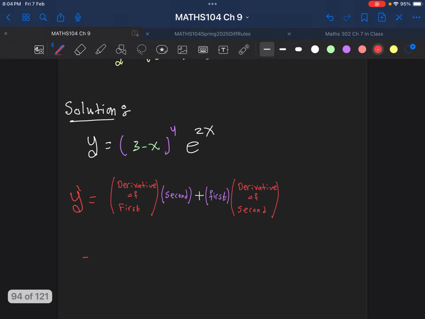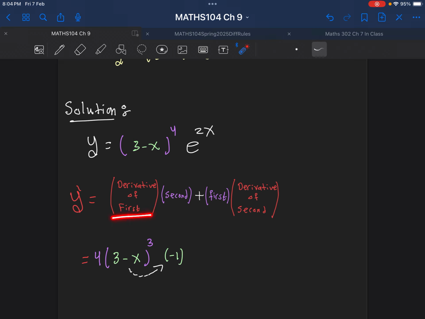Now, the question is, what is the derivative of the outer function? The derivative of the outer function is 4 to the power of 3. What shall we write inside the bracket? We write 3 minus x, and then we find the derivative of whatever is inside, which is just negative 1. This is the derivative of the first function. Now, the second function, we need to write it as is without any changes, plus we do the opposite.